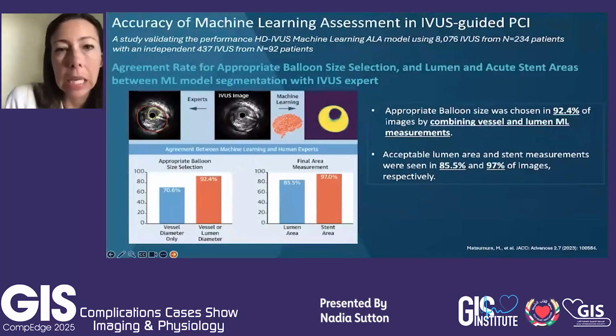And then lastly, in this particular study, they looked at whether the balloon size that was chosen and the final area measurement were similar between machine learning and human experts, and found, again, a very high correlation, particularly for the balloon selection when we integrated both the lumen and vessel diameter information.